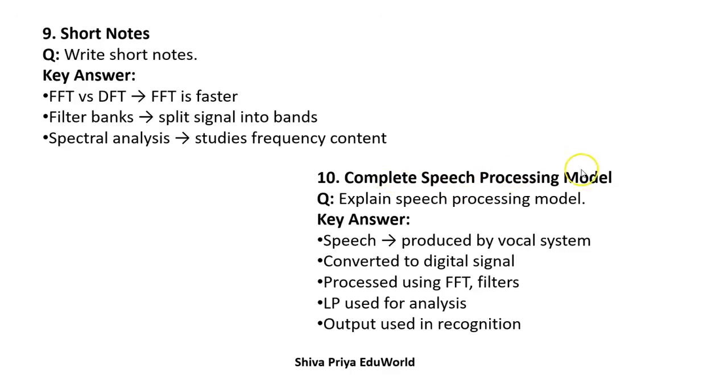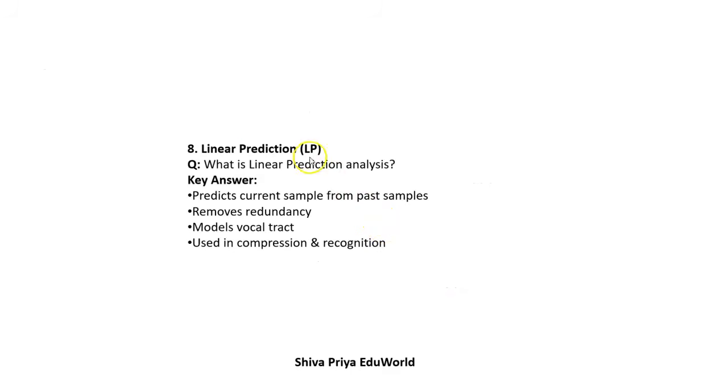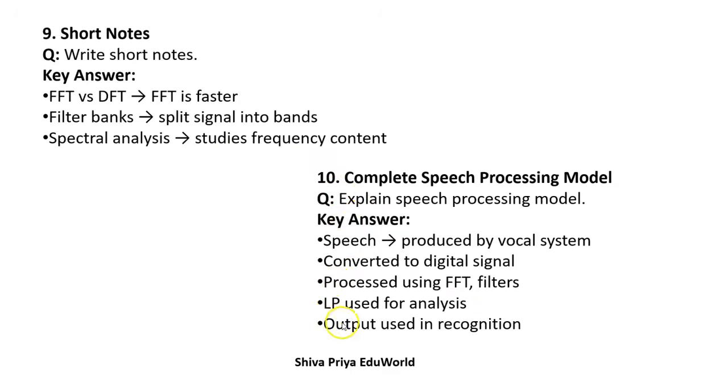And the complete speech processing model. Explain the speech processing model. You have to explain how speech is converted to a digital signal, and how it is processed using FFT and the filters. You have to explain FFT and filter banks as well. And LP is used for the analysis. Previously I have explained linear prediction. The output is used in speech recognition. These things you have to explain in detail according to marks as always.